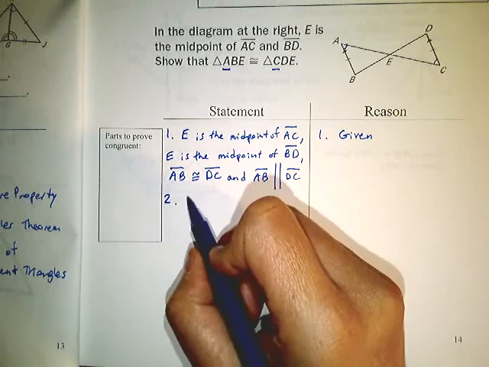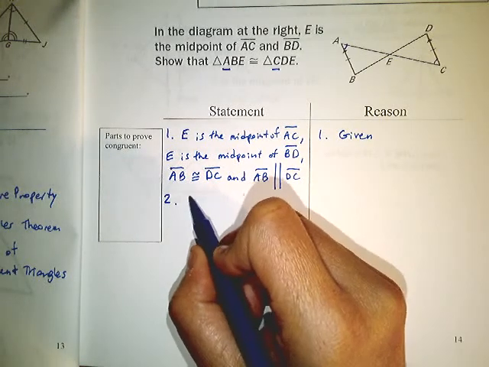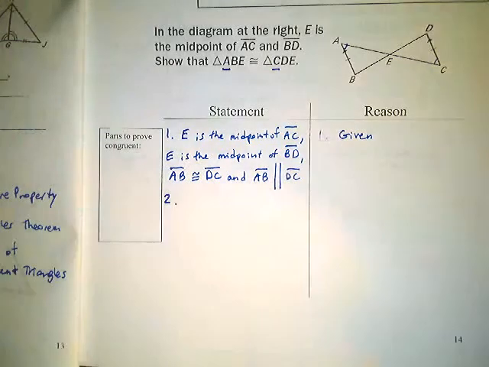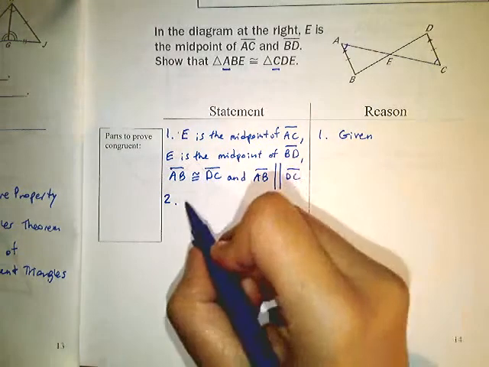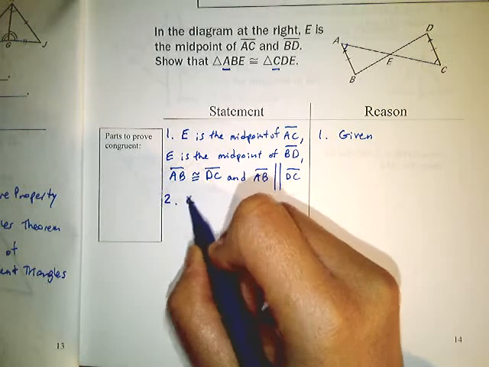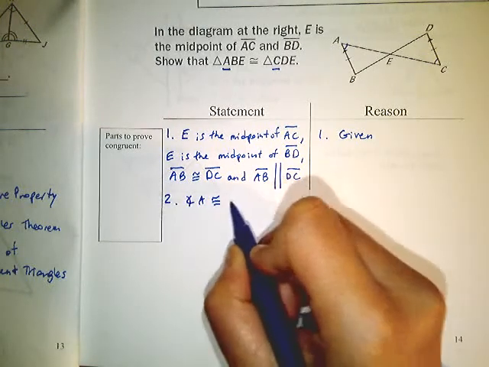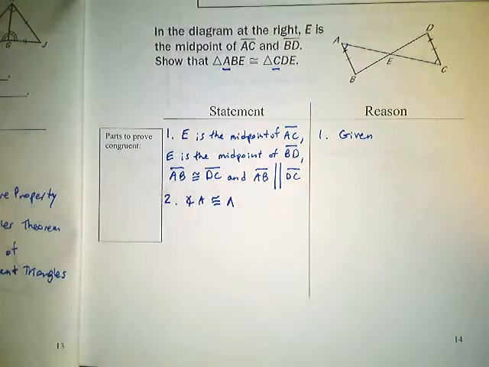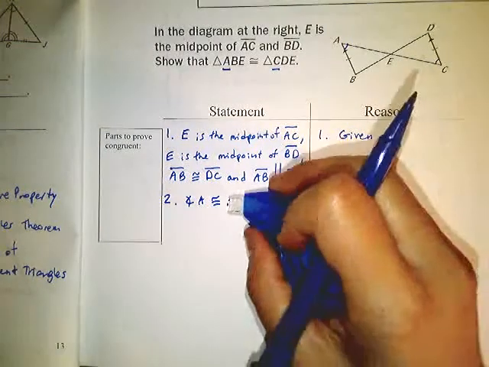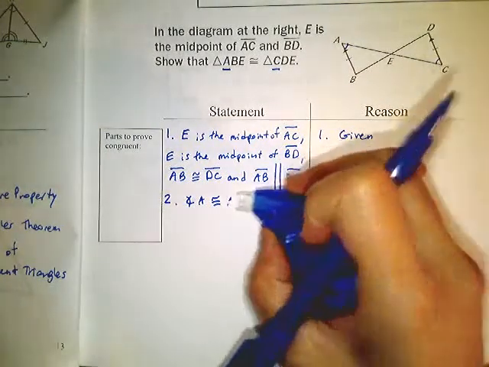So I can say that angle A is congruent to angle C. Oh my goodness, I can't write today. There we go.